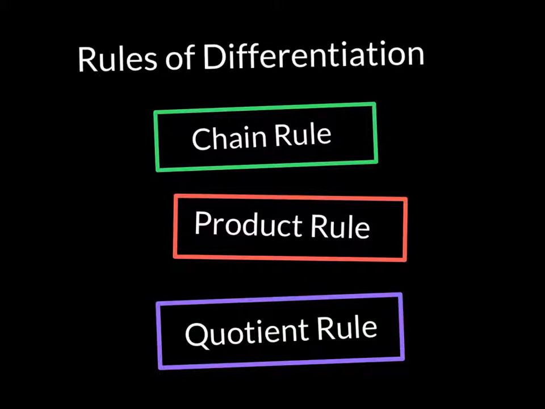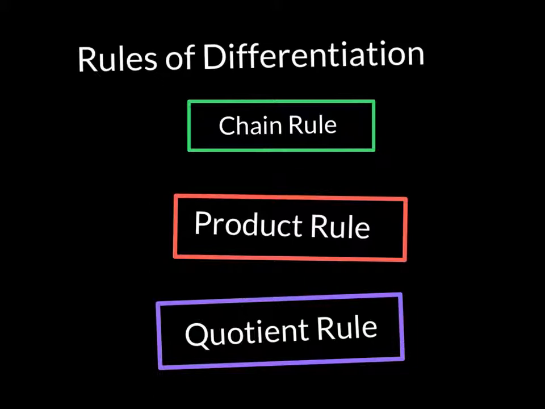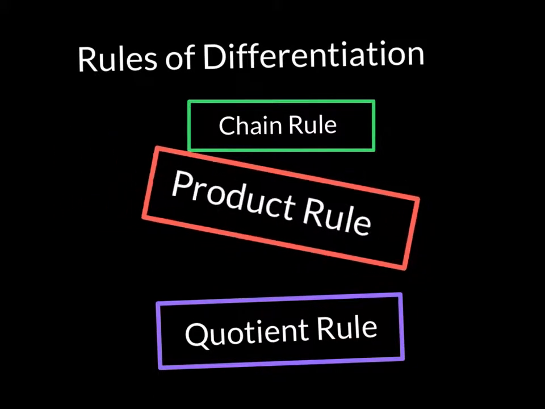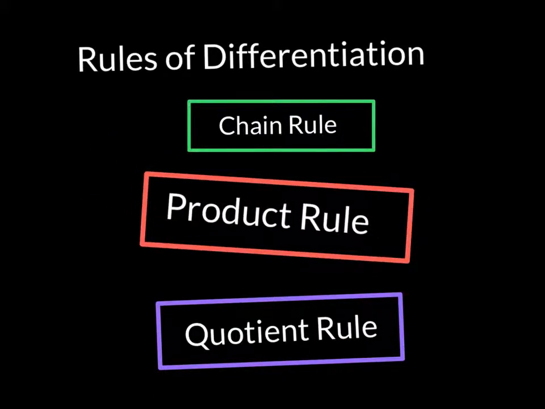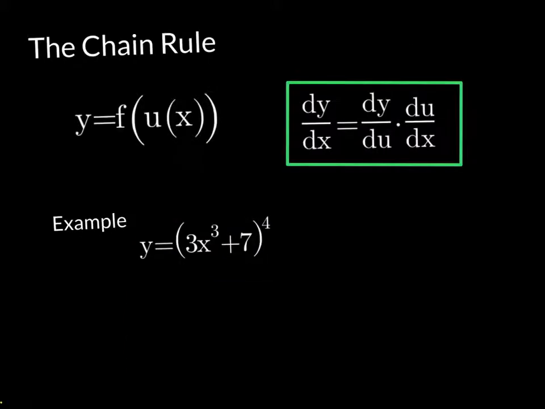So we've now looked at differentiating some common functions. Now we're going to look at 3 really important rules for differentiation. The first of these is the chain rule, the second is the product rule, and the third is the quotient rule. Okay, so let's start with the chain rule. So where would we use the chain rule?